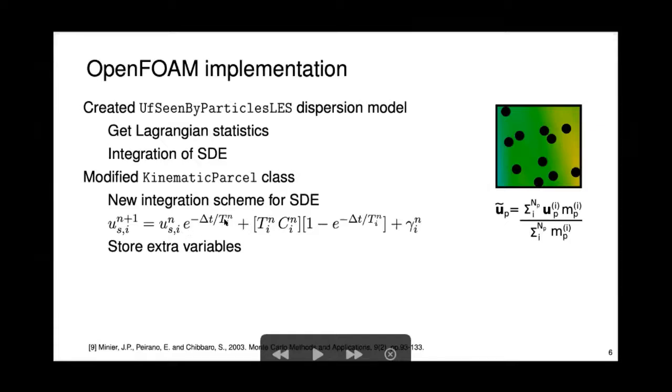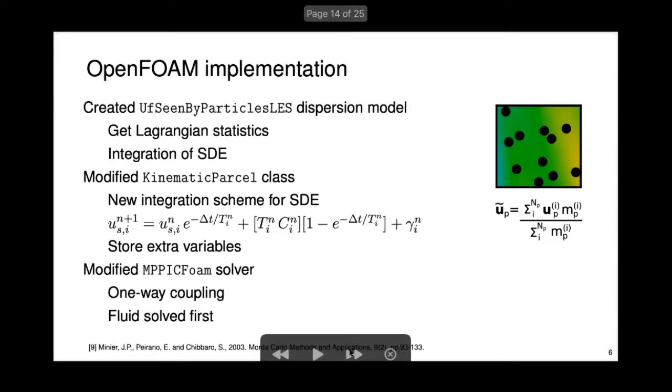where T is the fluid timescale, C is the drift term, so this is the deterministic part of our US model, and then gamma is the stochastic part of the US model. So then we store some extra variables like the interpolated kinetic energy, for example. And finally, we modified the solver to be one-way coupled, and also in a scheme by Minier, they solve for the fluid first and get the particle statistics at the end of the time step.